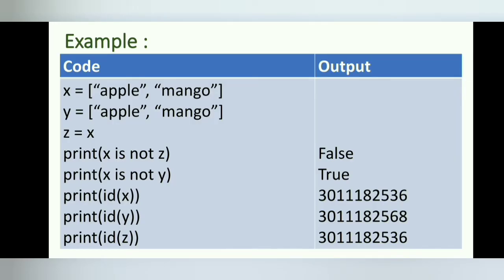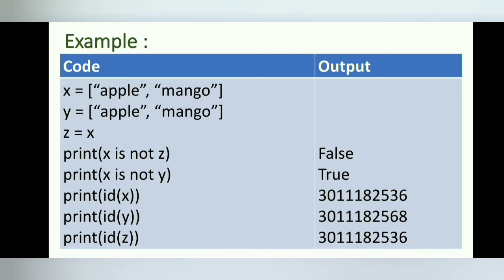Example: open the Python IDE or any text editor, type this code and run it. We can also run this code on the Python terminal. In this Python code, a list apple, mango is assigned to x. Again a list apple, mango is assigned to y. x is assigned to z.